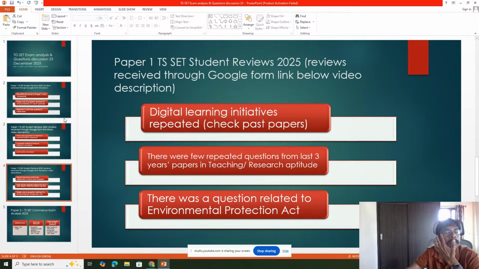So this is all the paper 1 review. Overall, the paper was decent and balanced. It was a moderate paper. Out of 50 questions, if you are answering more than 30 or 35 questions correctly, it is considered a decent attempt.